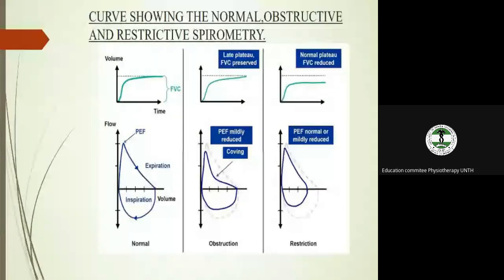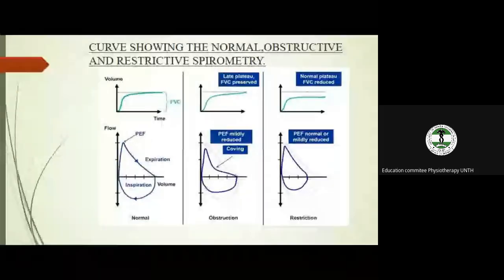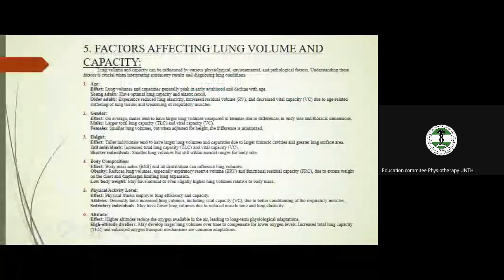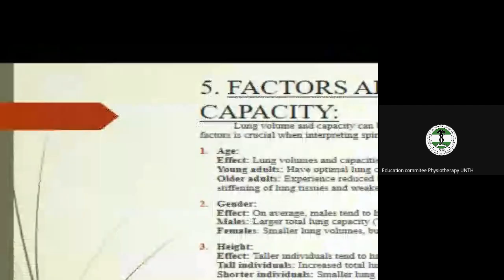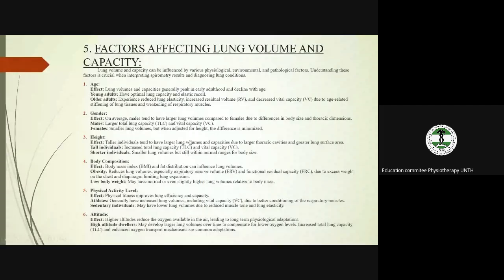One is age. Lung volume and capacity generally peak in early adulthood and decline with age. The lung volume and lung capacity of a younger person is not the same as in an older person. When you are carrying out spirometry, you find that younger ones can do it freely. They can do it better than the adult patients.